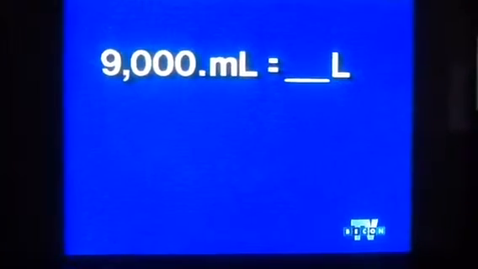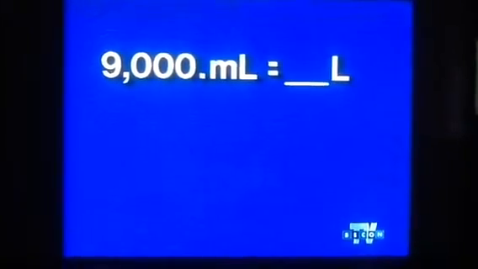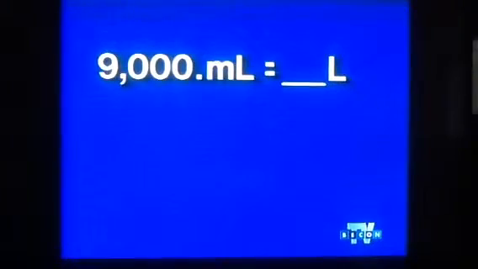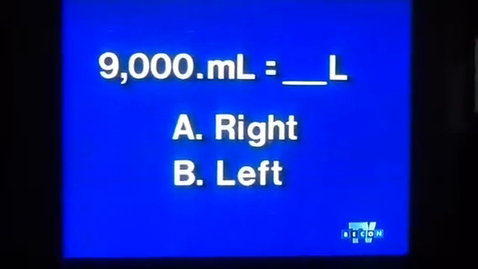Now I'm going to put you to work, but before I do so, let me review one more time. If we're changing from liters, a larger unit, to milliliters, a smaller unit, it's necessary to move the decimal 3 places to the right. But the opposite is true when going from milliliters to liters. Then we move the decimal 3 places to the left. Here's your first problem. To find how many liters are in 9,000 milliliters, do we move the decimal 3 places, A, to the right, or B, to the left?